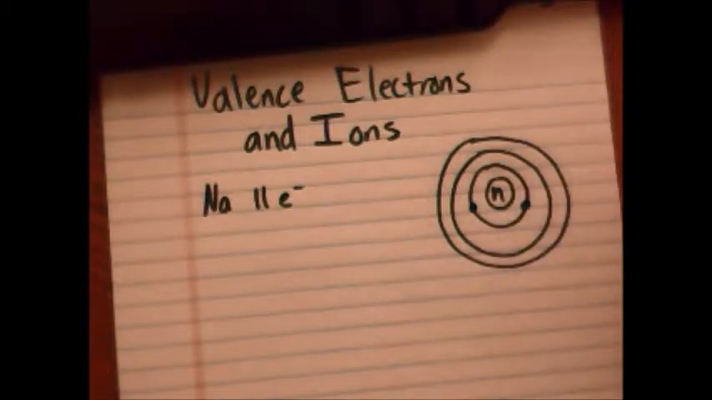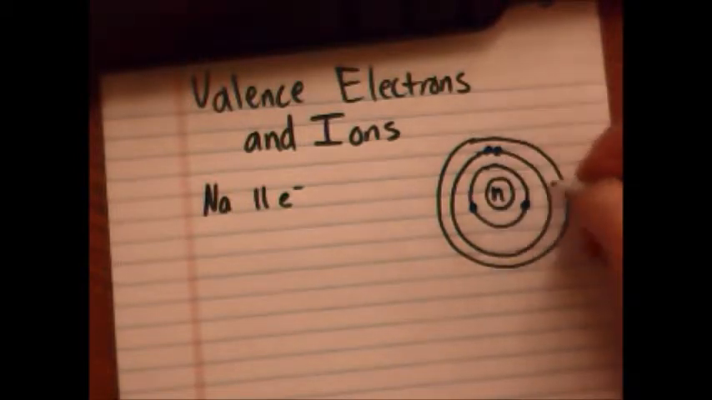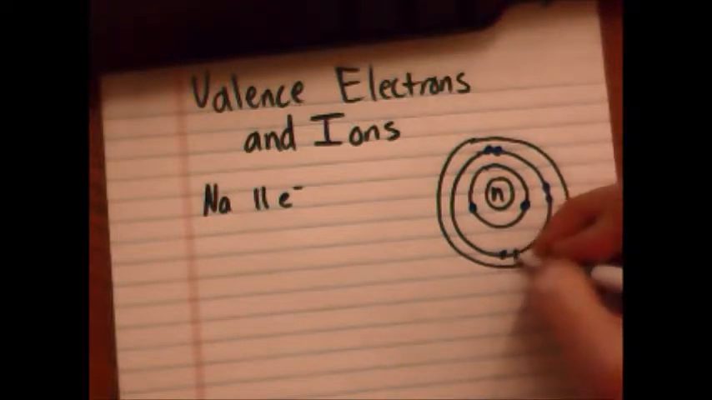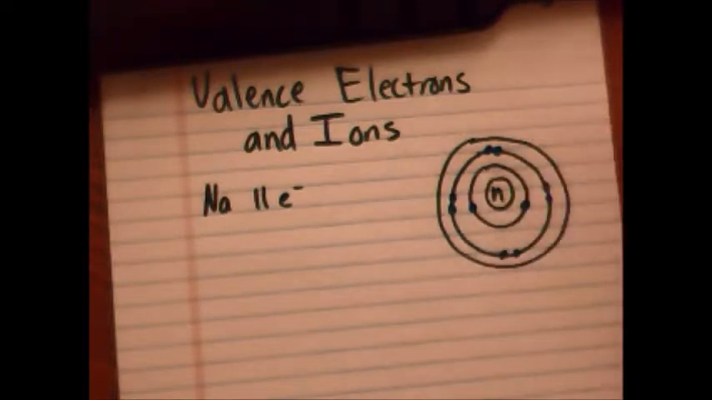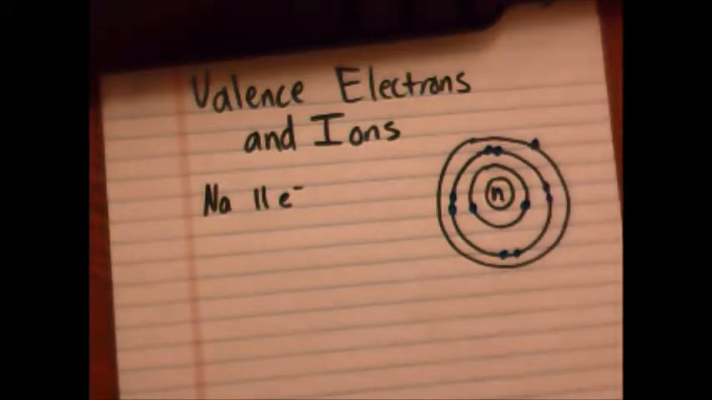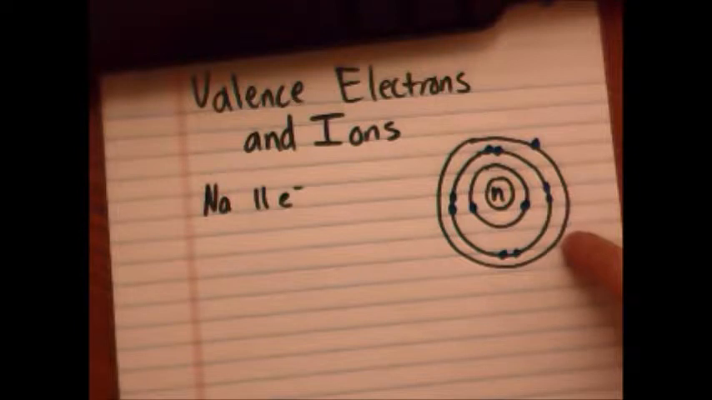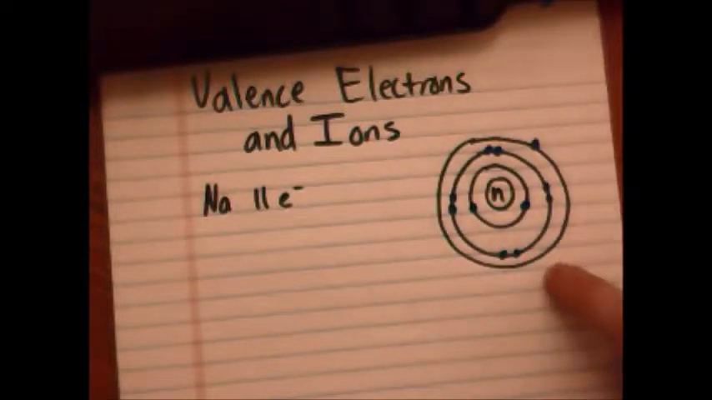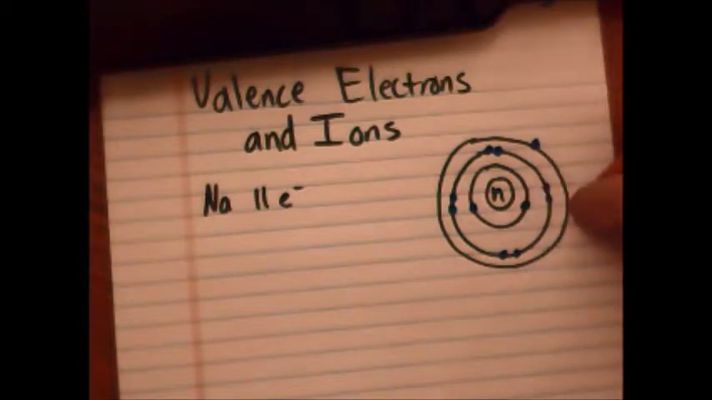The second energy level could hold 8, so I'll put 2, 4, 6, 8. That takes me up to 10. I need 11, so that last one would go on that outermost energy level. These are the valence electrons on the outermost energy level. It's easy to tell when you draw it in a circle because you just look at the last circle.